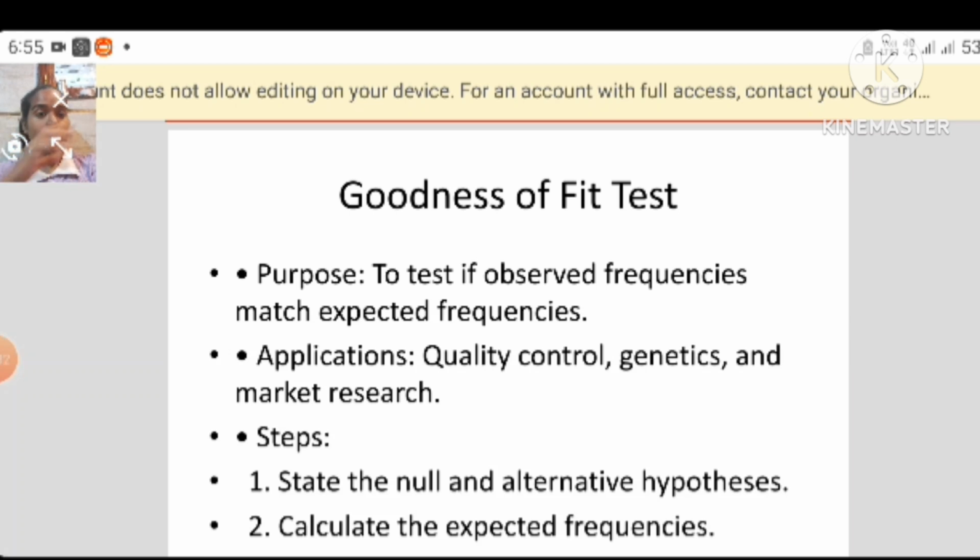Now let us understand the applications of it. The applications are quality control, genetics and market research. Here I have given three main applications. If you need more knowledge on this, you can google it, as there are many other applications.